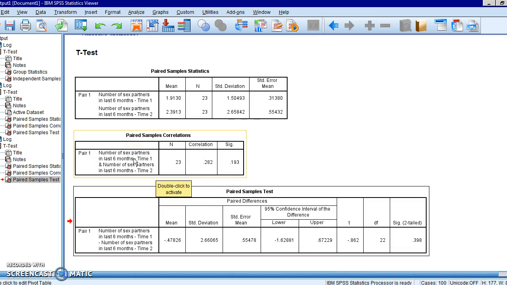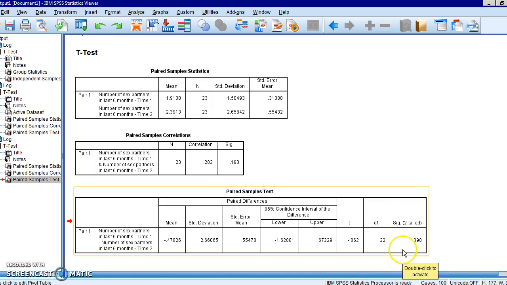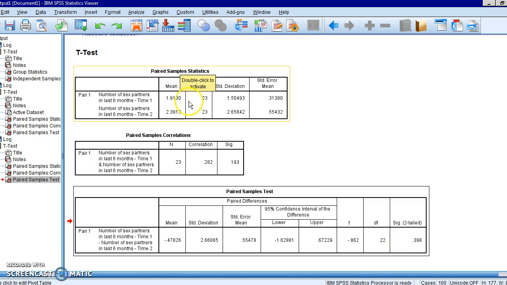So if someone wanted to measure their intervention for the number of sex partners people had at time 1 and then time 2, they can use this data to know that there's no differences between time 1 and time 2. So maybe their intervention didn't work the way they had hoped. And even though these numbers are different, because our p-value is not significant, we know that this is just due to random sampling error.